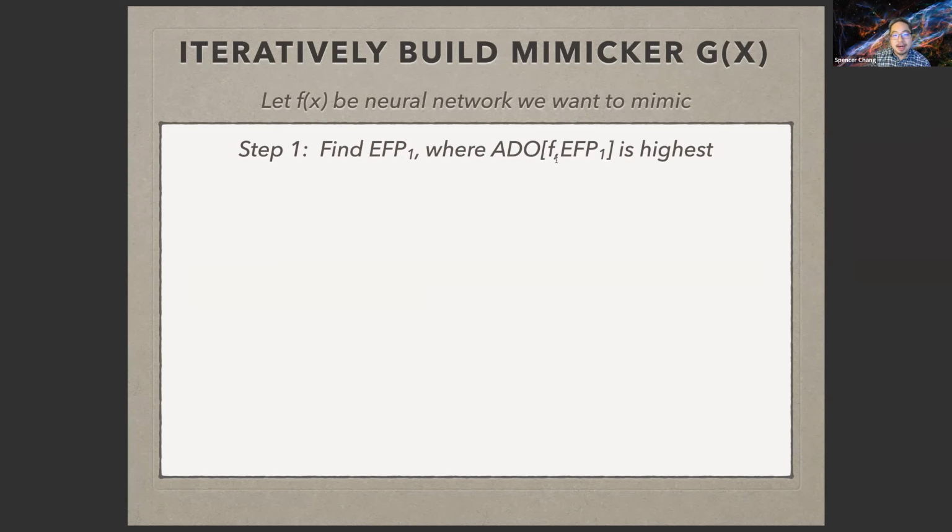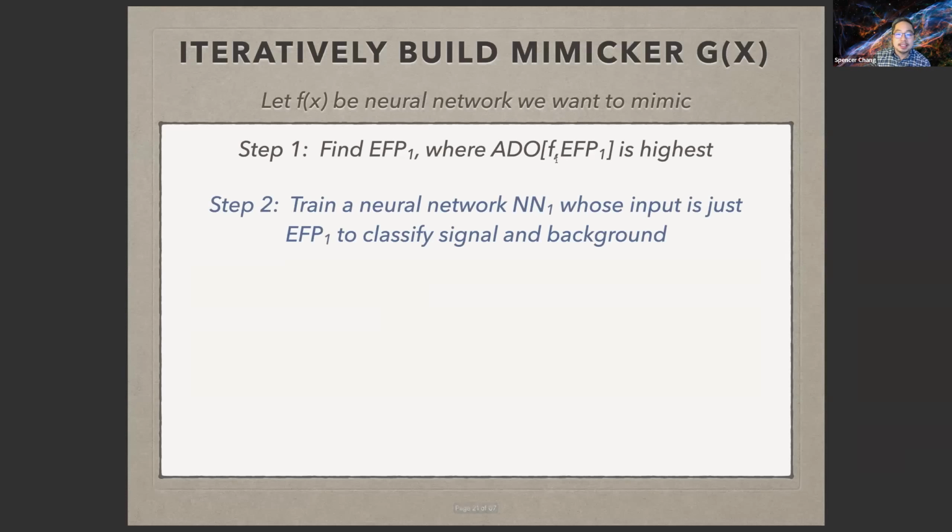But the step where I still use a neural network to build up this mimicker is that I learn that this variable is good. I then train the first neural network, where the only input is this energy flow polynomial I've identified. So you train it just like the original f neural network, except you're building up what type of inputs you're allowed. You're still giving it the ability to use nonlinear information of the energy flow polynomials, but at least you know what's going into this black box.